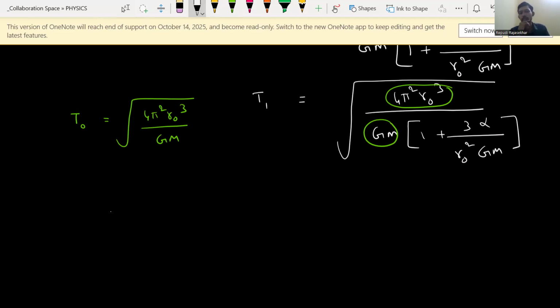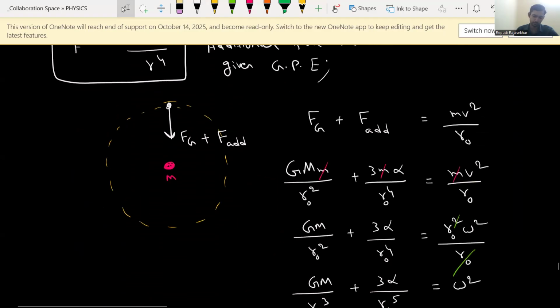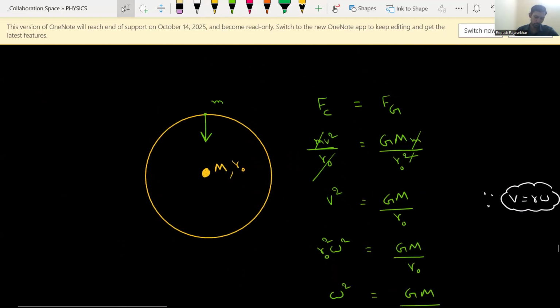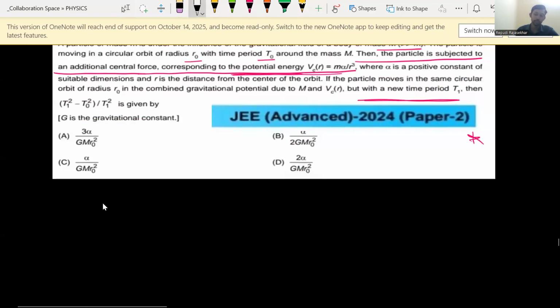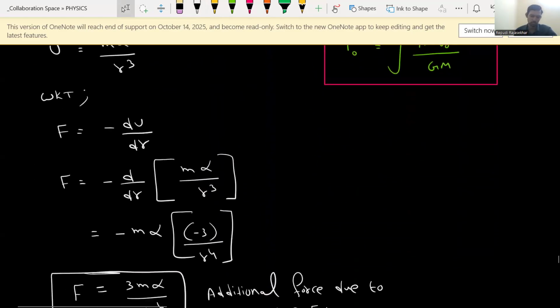Sir, why do we have to relate T1 and T naught? In the question they are asking that only, no? T naught and T1 we need to relate. That is why we have to do this entire calculation. See the question: T1 square minus T naught square divided by T1 square. So we have to relate T1 and T naught. That's why we need to do this entire calculation.